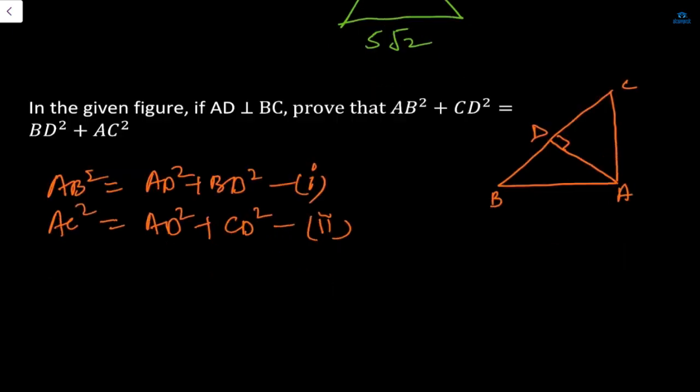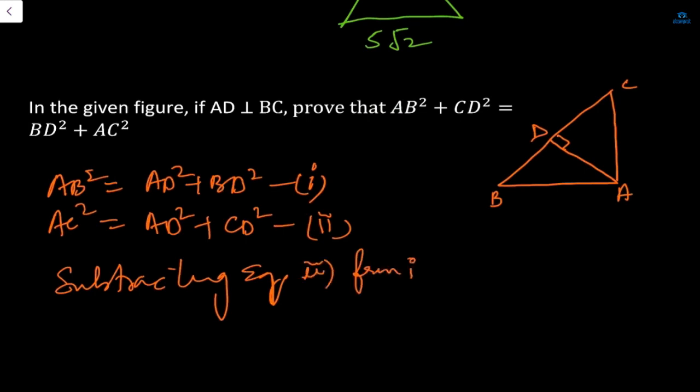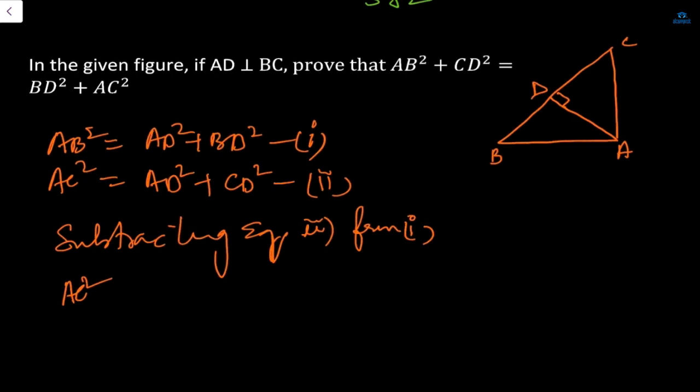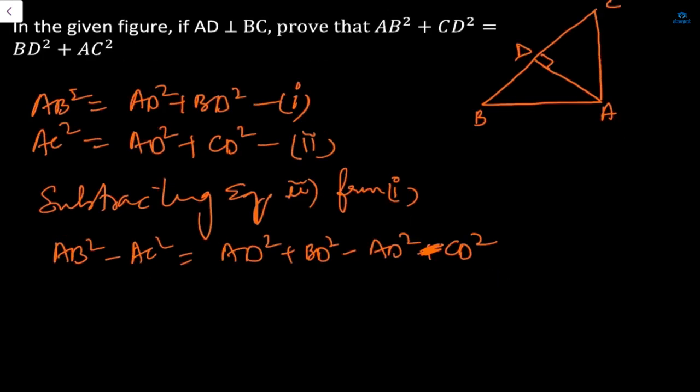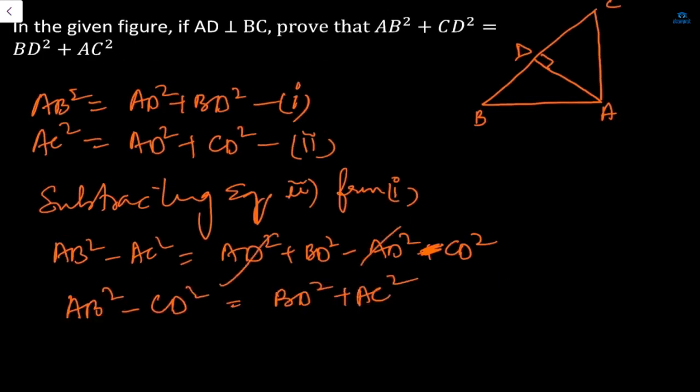Yeah, okay. Subtracting. Which equation will you subtract from which equation? 2 from 1. Because you need what? Okay, 2 from 1. So AC square minus... No, ma'am, that is subtract AB square minus AC square. Okay, 2 you are subtracting now. AD will get cancelled. AB square. Got it? Okay.